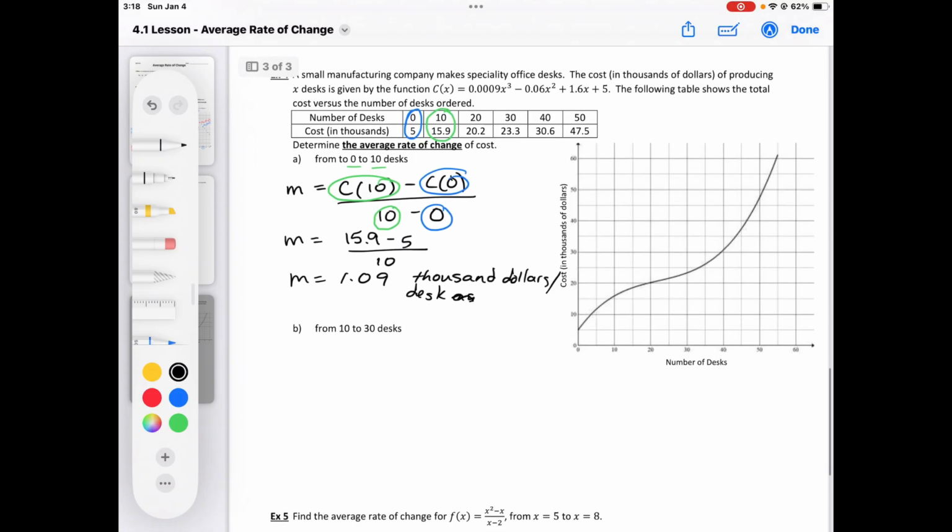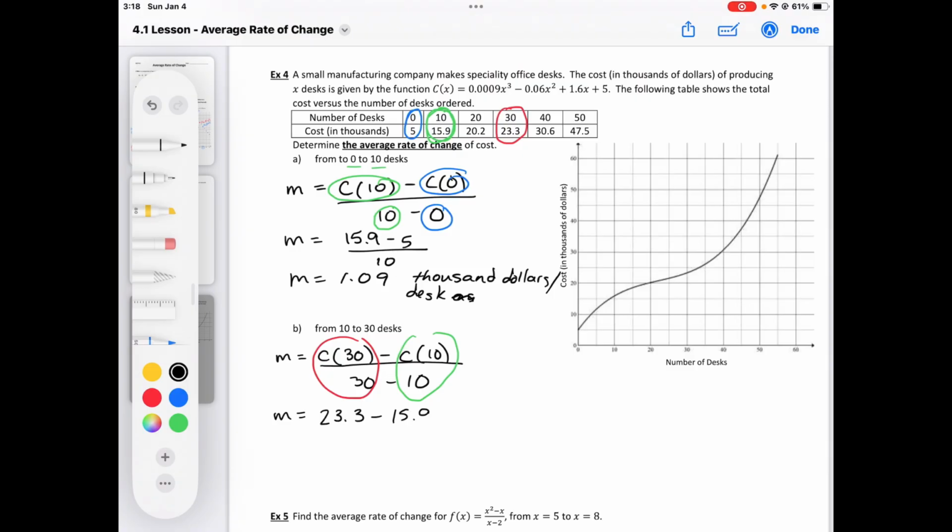And I can actually repeat the same thing between 10 and 30 desks. So then I would start my setup like this. 10, and then I have 30, take away 10. I'll use red this time. Circle the red coordinates in my table. And I'm going to use green again for 10 because that matches what I've already circled in my table. So now I can put those values for my rate of change. I'm comparing the difference in the y values over the difference in the x values.